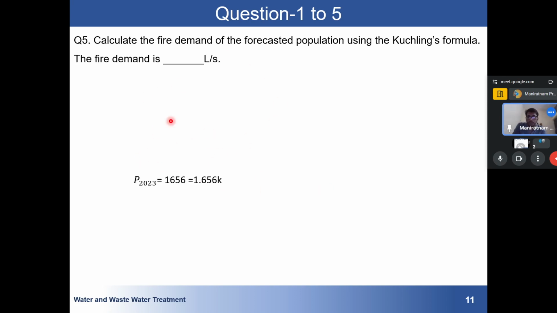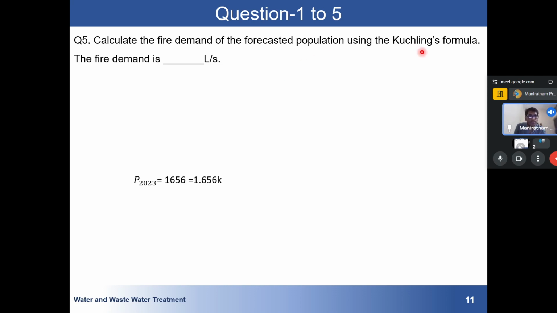Sorry for this animation. Now there is one question on fire demand. Remember, when we are designing for a population, apart from the water given for drinking, bathing and cleaning purposes, a separate amount of water is reserved for fire, because in any particular area there might be a fire at any time. We cannot use the water which is being supplied to the residential area. So it is suggested that you should always keep a reservoir of water that will always be used for fire. That is fire demand.